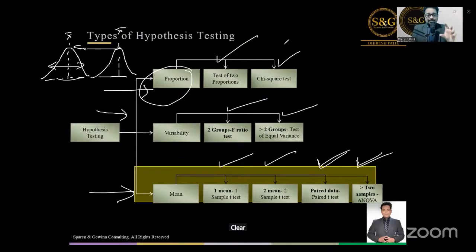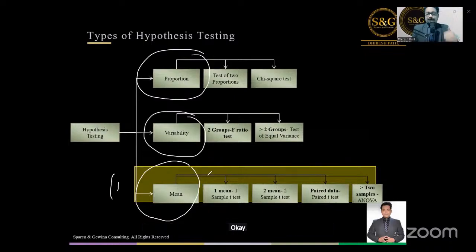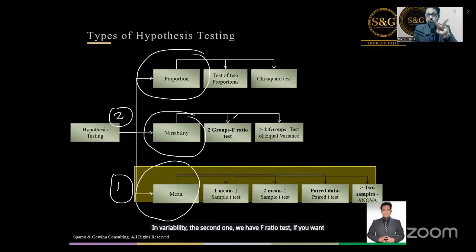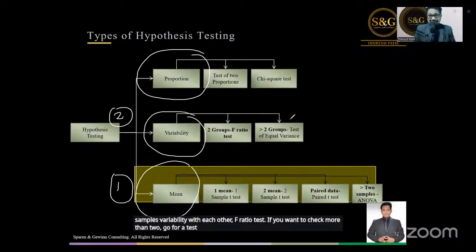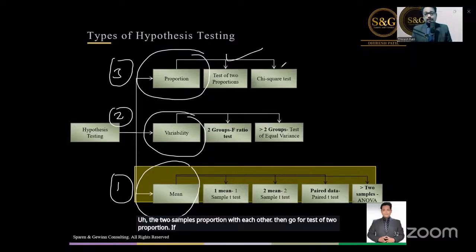Clear? Let me repeat. Three major types of hypothesis. One is mean, second is variability, third is proportion. In mean, we have one sample t-test, two sample t-test, ANOVA and paired t-test. In variability, the second one, we have the F ratio test. If you want to compare two samples' variability with each other, use the F ratio test. If you want to check more than two, go for a test of equal variance. And the third one is proportion. If you want to test two samples' proportion with each other, go for the test of two proportion. If you want to test more than two samples, go for the chi-square test.